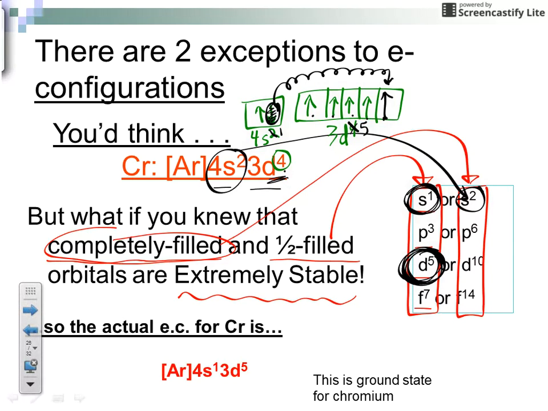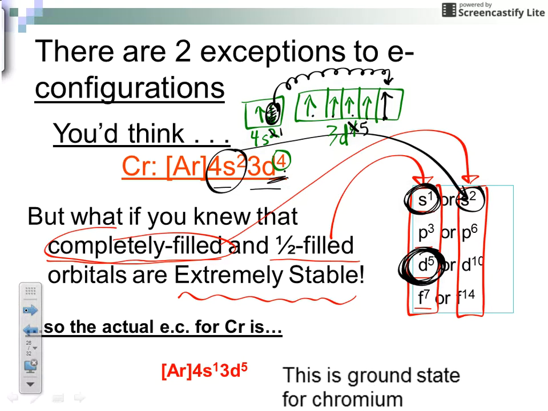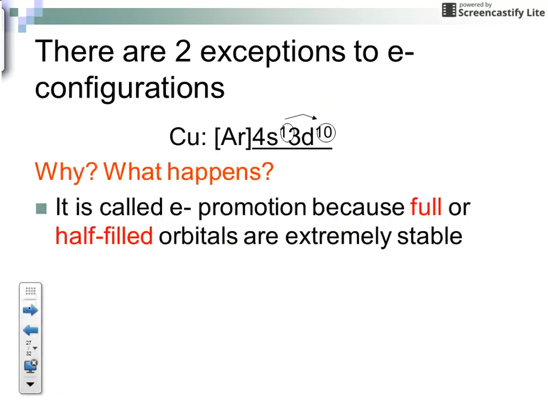So the actual electron configuration for chromium is [Ar] 4s1 3d5. This happens to be the ground state for chromium. This is its most stable state, and this is what you would always want to write for chromium. A similar thing happens with copper.